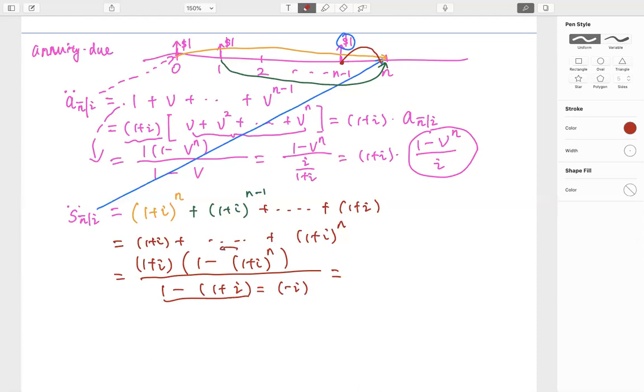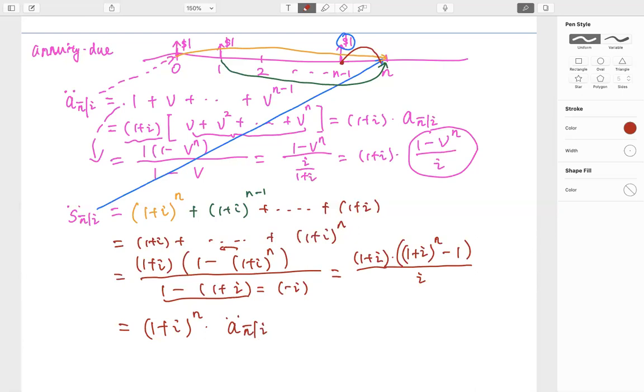I get 1 plus i times, here it would be, 1 plus i to the nth minus 1 divided by i. Okay, so of course it is very easy to see. I can factor this out, right? And then I will have exactly the present value of my annuity due, right?